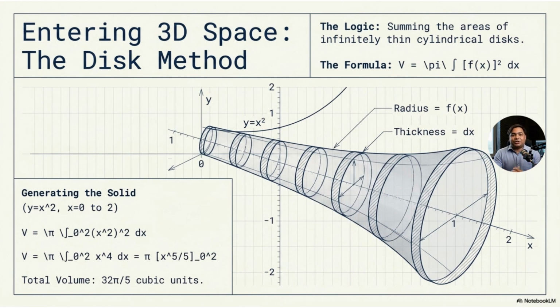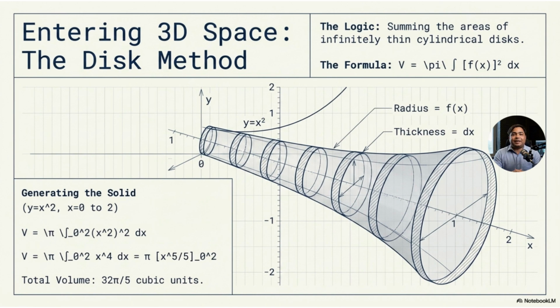The method used here is the disk method. The logic is when a curve is rotated around an axis, it creates a three-dimensional solid. This solid can be divided into infinitely thin circular disks. Each disk has a radius and a small thickness. The volume of each small disk is approximately pi times radius squared times thickness. In calculus notation, the full volume is the integral of these disk volumes.